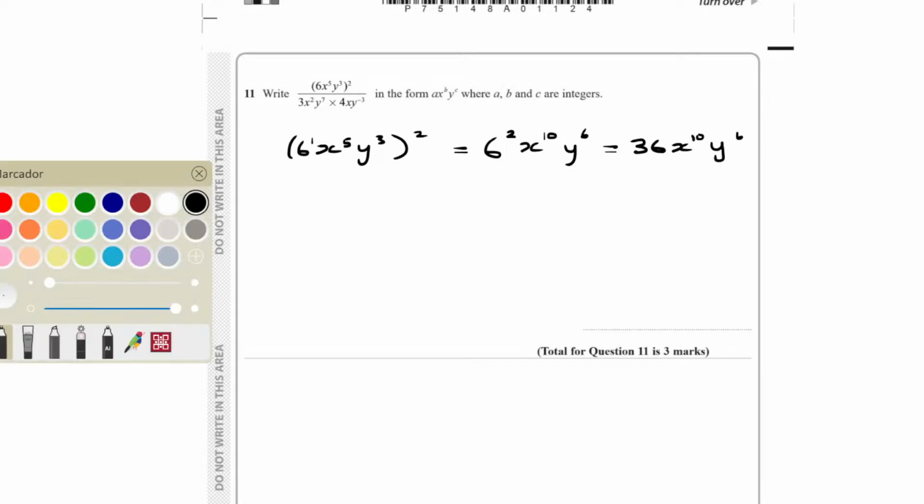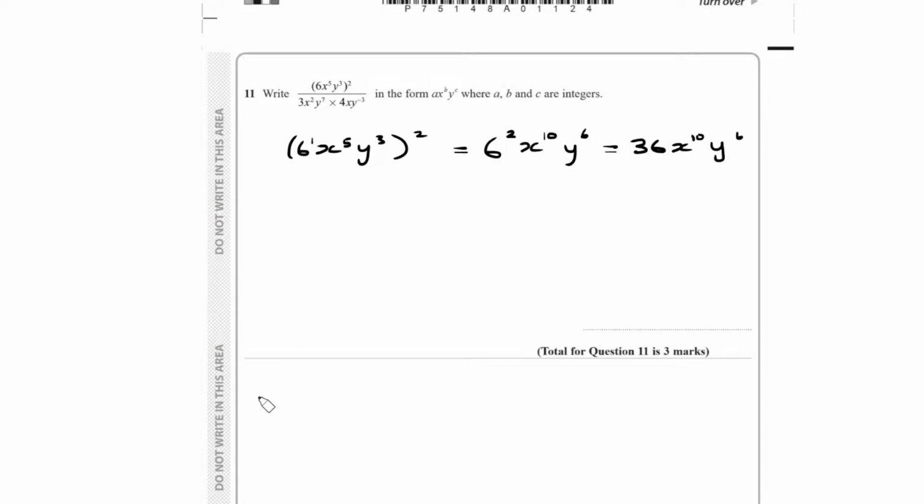So do you see how when I'm multiplying the powers, that would become 6, 1 times 2 is 2, so 6 squared. x, 5 times 2 is 10. y, 3 times 2 is 6. And then because 6 squared is actually a number, I'm going to work that out. So obviously 6 squared is 36, isn't it? y to the power of 6. So that would be the numerator. It's 36 x to the power of 10, y to the power of 6.